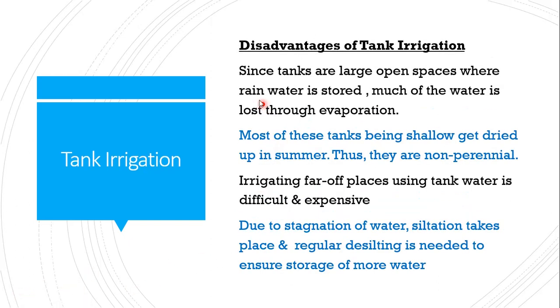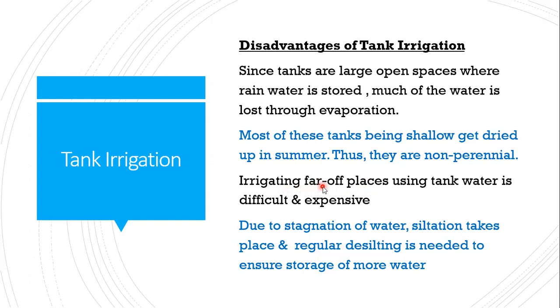So that was the advantage. Disadvantages of tank irrigation. Since tanks are large open spaces where rainwater is stored, much of the water gets lost through evaporation. Yes, because it's open, evaporation takes place. Most of these tanks, being shallow, get dried up in summer. Thus, they are non-perennial. That means all throughout the year we don't have water.